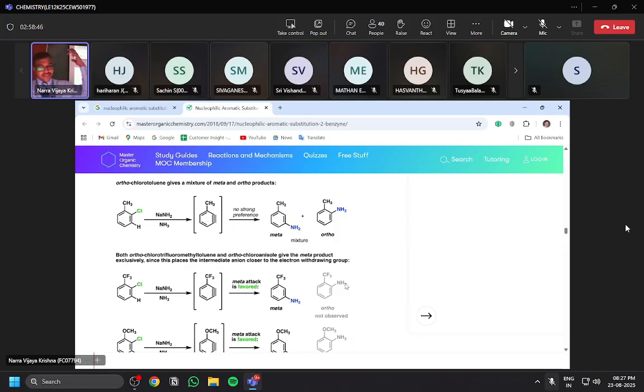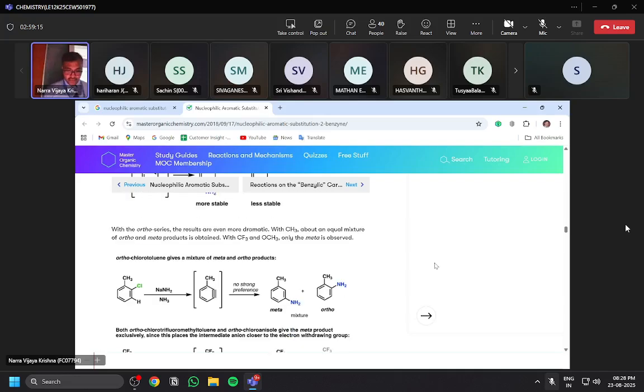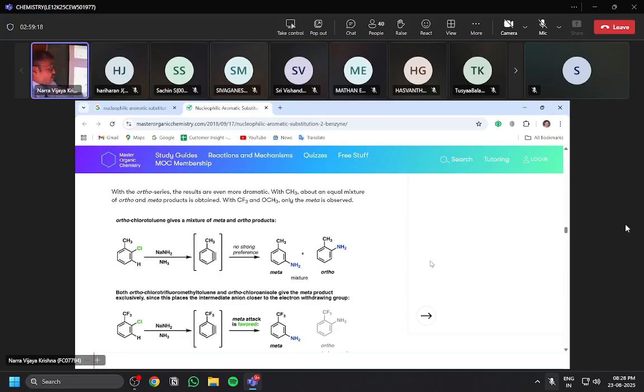Now, sir, see what you got. If it is ortho, you got both ortho and meta, since this places the intermediate anion closer to the electron withdrawing group. Where is the withdrawing group? Oh, they are talking about the below one. We have to see the above one. Orthochlorotoluene gives a mixture of meta and ortho. So both are possible. Now I am taking CF3.